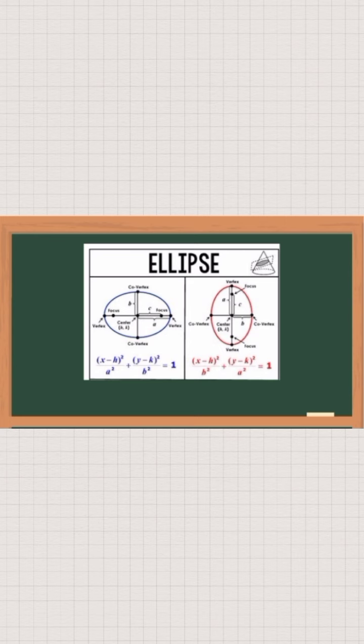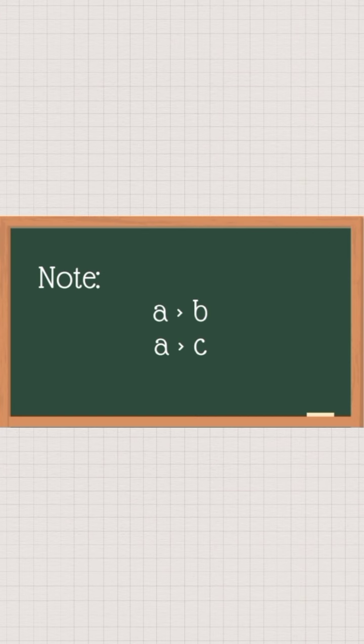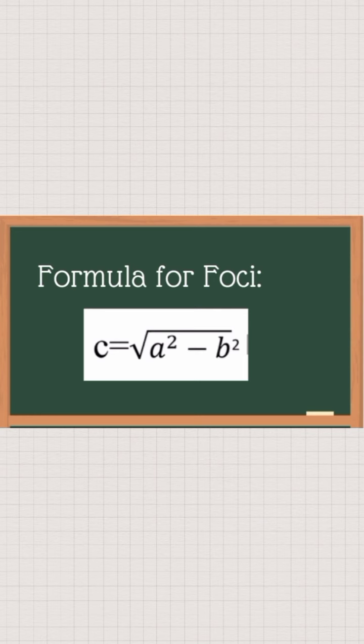So, paano pag tinanong ka ng what is the length or what is the distance? Just simply multiply it by 2. Note that A is always greater than B, and also A is greater than C. So, ka-planet, this is the formula we use to solve for foci. C equals the square root of a squared minus b squared.